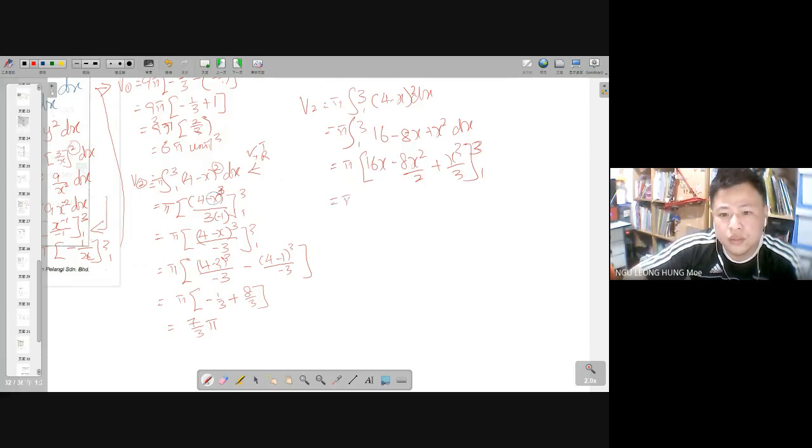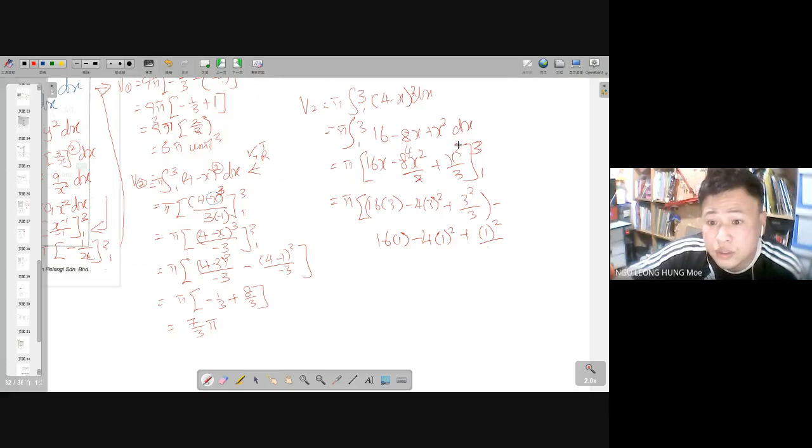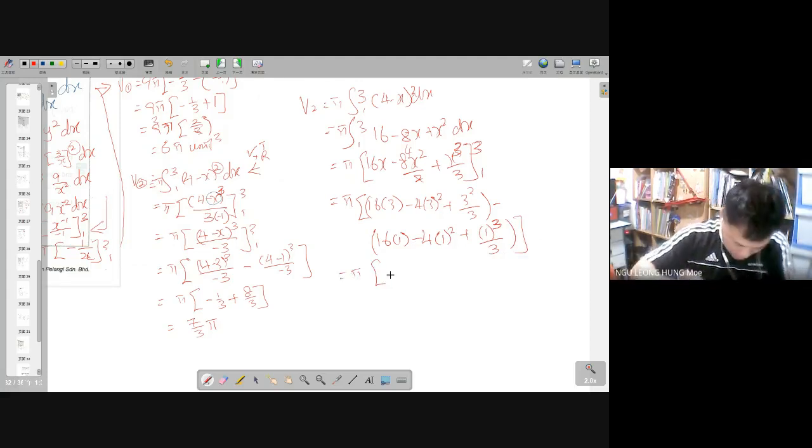Okay, if we do it in this way, 16 times 3 minus 4 times 3 squared plus 3 cubed over 3, minus, with 16 times 1 minus 4 times 1 squared plus 1 cubed over 3. This one is 8, this one is cube, this one is 3. Okay. Maybe calculate.